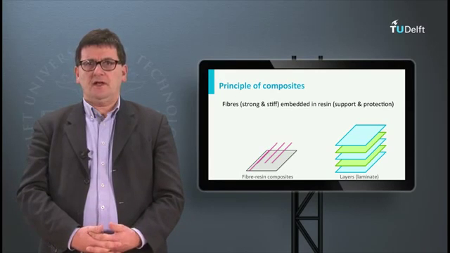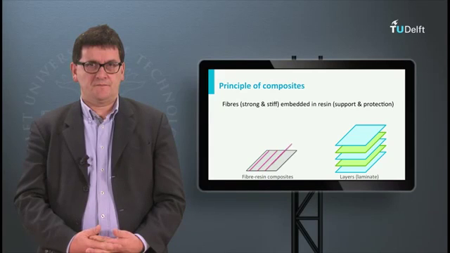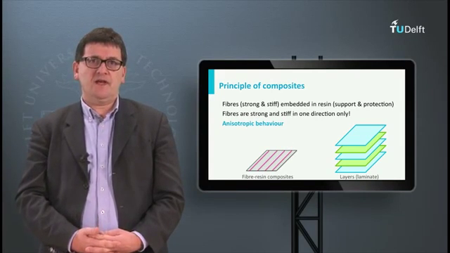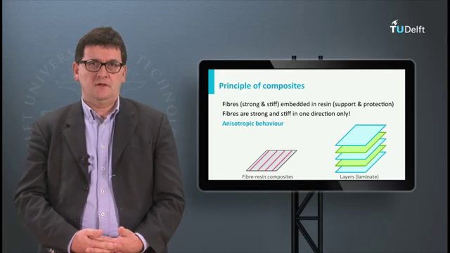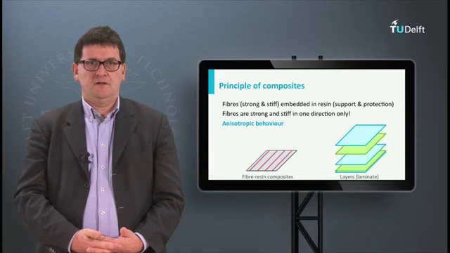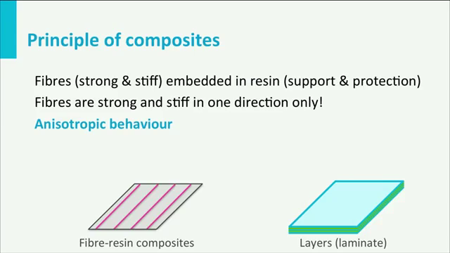Fibers are strong and stiff in one direction only, in length direction. That means that one layer with continuous fibers will be anisotropic. A composite usually has multiple layers. The orientation of the layers in a composite laminate determines the degree of anisotropy of the laminate.